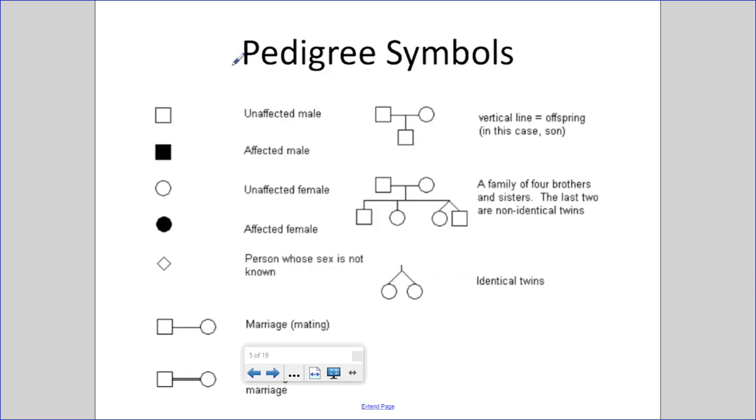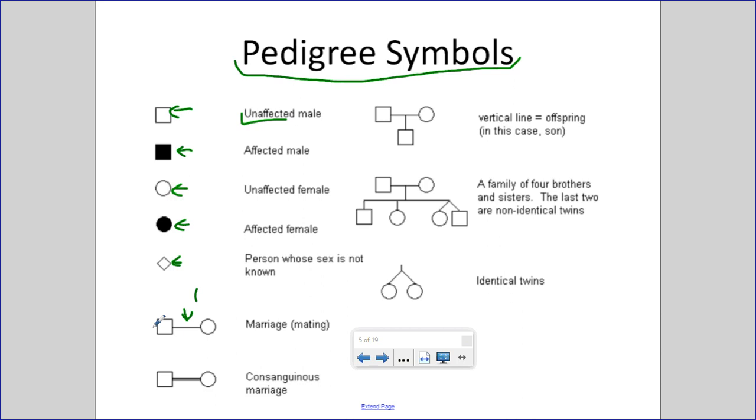There are particular symbols that are used with pedigrees to indicate certain things. So here we have a blank square, which would represent an unaffected male. Here we have a filled in square that would represent an affected male. So this is a male that shows symptoms of that particular genetic disease. A blank circle represents an unaffected female. A filled in circle represents an affected female. If you see a diamond, this represents the sex of a person who is not known.